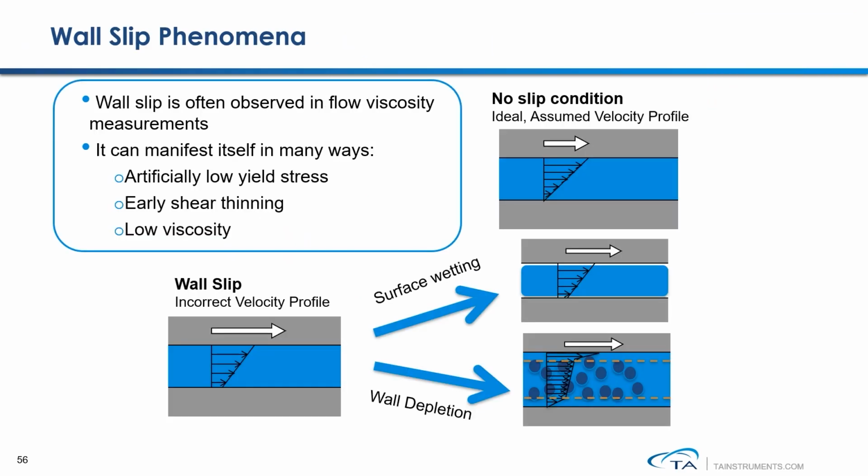Another example case which will lead you to get artifact results is due to wall slip. Wall slip phenomena is often observed in flow viscosity measurements. Wall slip could either be caused by surface wetting or by wall depletion. When wall slip occurred, it will cause the measured viscosity to be lower than the true viscosity of the sample. It could also provide artificially low yield stress measurements and also show the sample behaves shear thinning earlier.